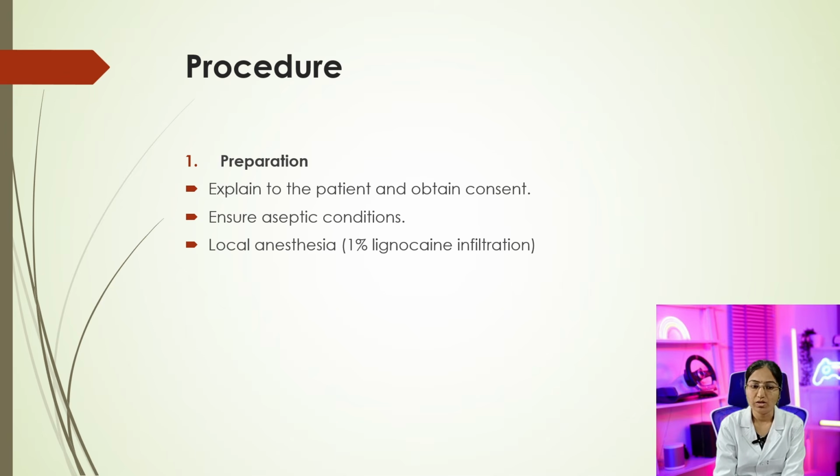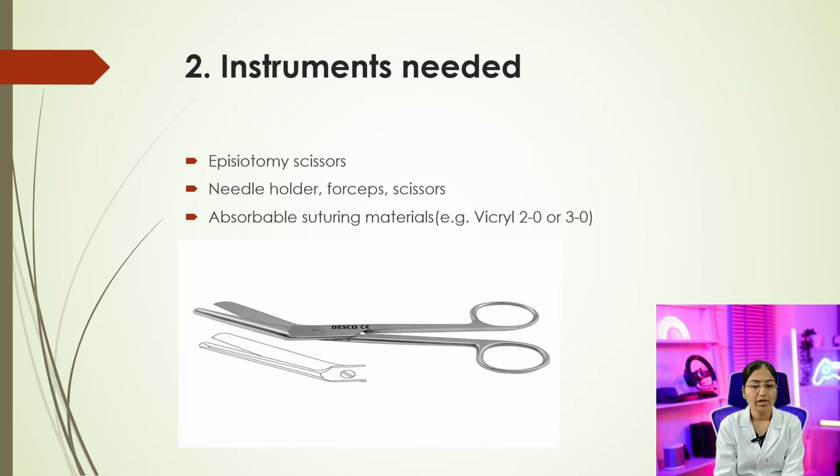Next we'll see the procedure. Here first one is preparation, how to prepare. Here explain the procedure to the patient and take consent from the patient. And then ensure aseptic conditions. And after that, local anesthesia has to be given, that is 1% lignocaine is used. And then the instruments needed: episiotomy scissors, needle holder, forceps, scissors, and then absorbable suturing materials, for example Vicryl, that is 2-0 or 3-0.